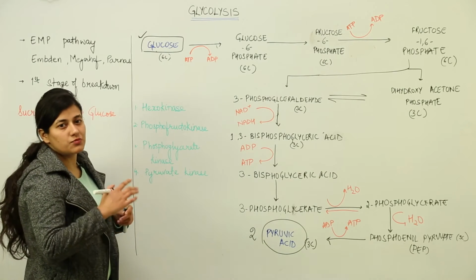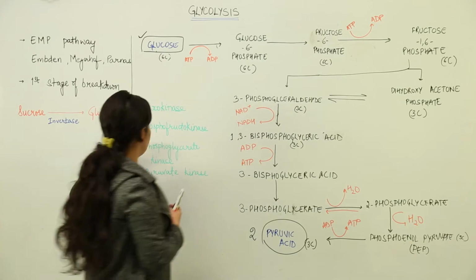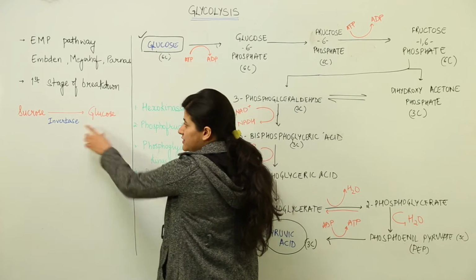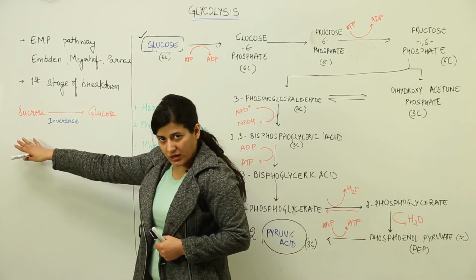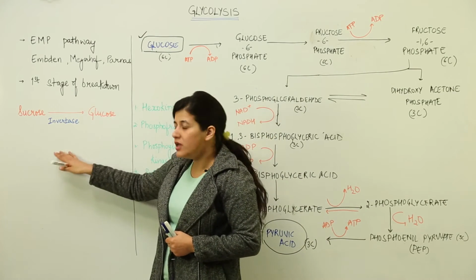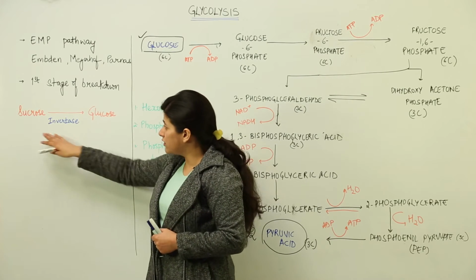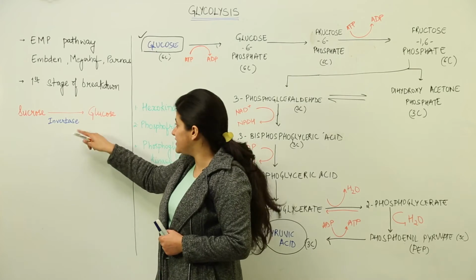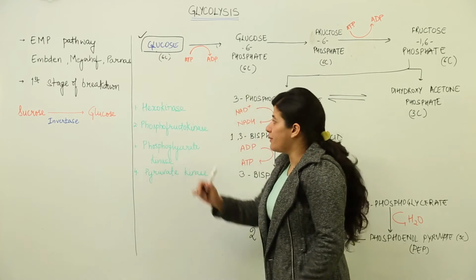First of all, the cell is provided with the food material, which is sucrose. By the activity of the invertase enzyme, it is converted to glucose. Now glucose and sucrose both are 6-carbon. So basically an inversion process takes place in the presence of this enzyme, and it is converted to glucose. Once it has become glucose, what happens now?